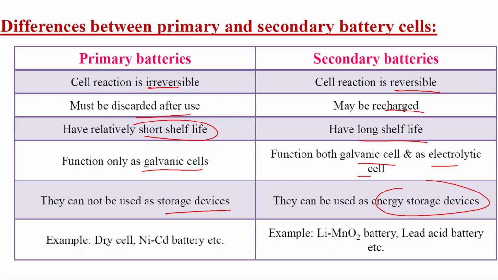Examples of primary batteries are the dry cell and the nickel cadmium battery, and for the rechargeable secondary battery, examples are lithium manganese oxides or lead acid batteries.